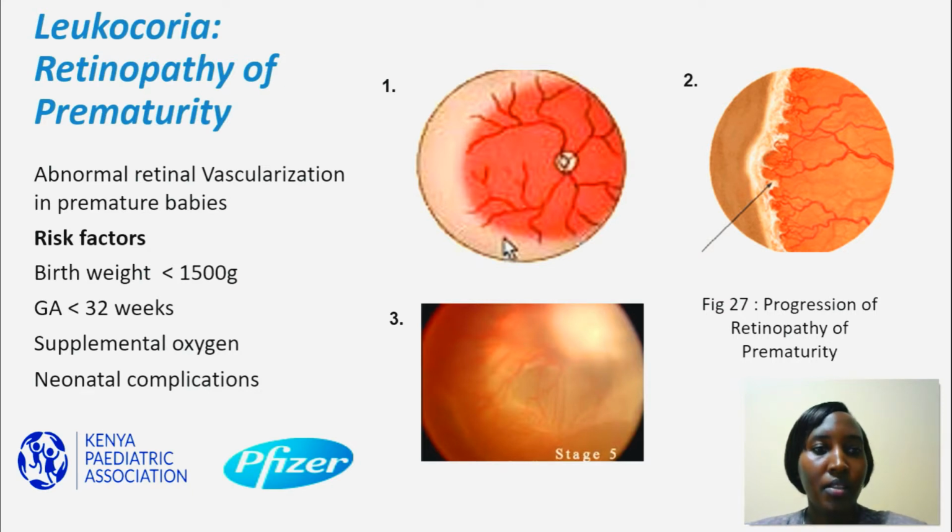As a result of supplemental oxygen, it results in stimulation of vascular endothelial growth factor in the premature retina, which results in abnormal vascularization as shown in figure 2. And because the abnormal vessels come with a fibrous membrane, this exerts traction on the retina, which leads to retinal detachment. And it is the retinal detachment that results in leukocoria in advanced cases.